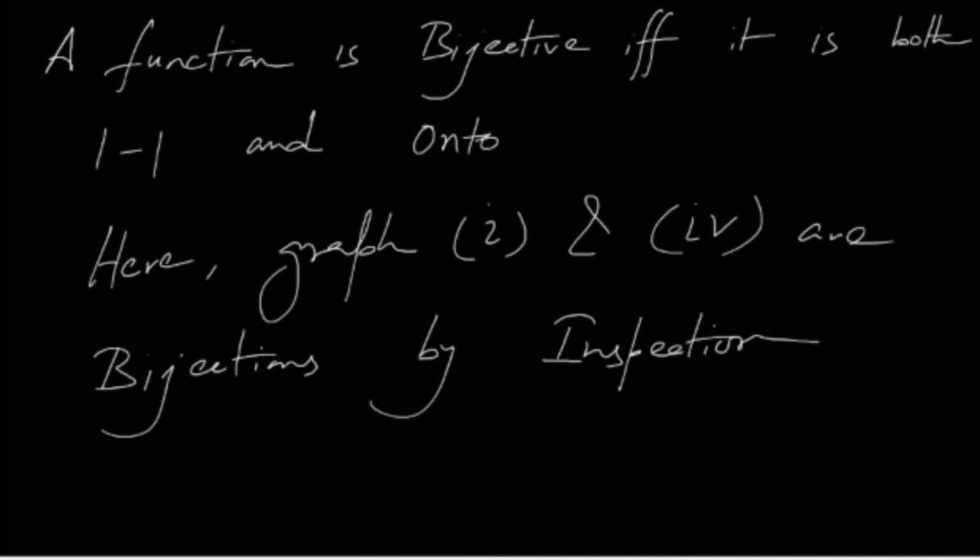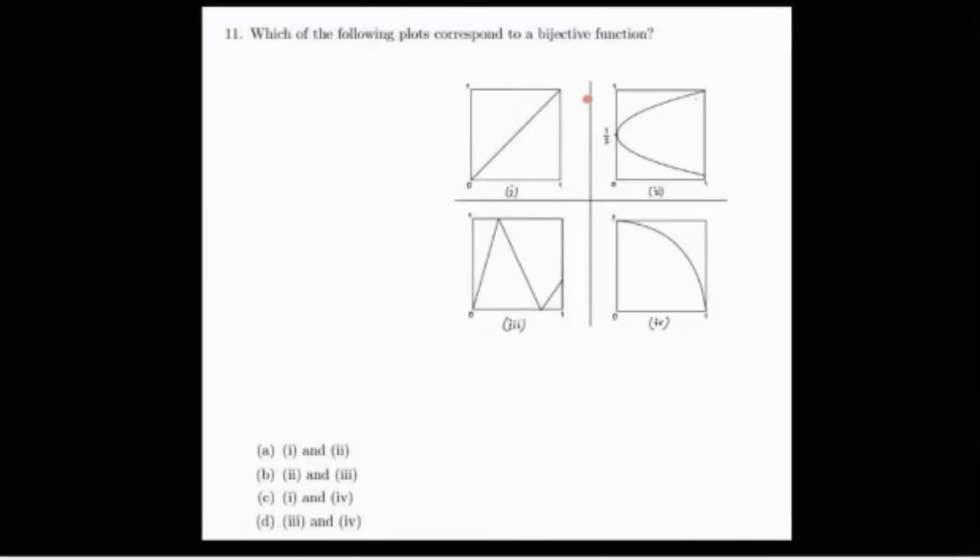So basically it says that every element in the domain is going to be projected onto some distinct element, and every element in the codomain is going to be the image of exactly one element from the domain. So here graphs 1 and 4 are actually bijections by inspection. There's nothing to write about, to be honest, at least in an objective problem.